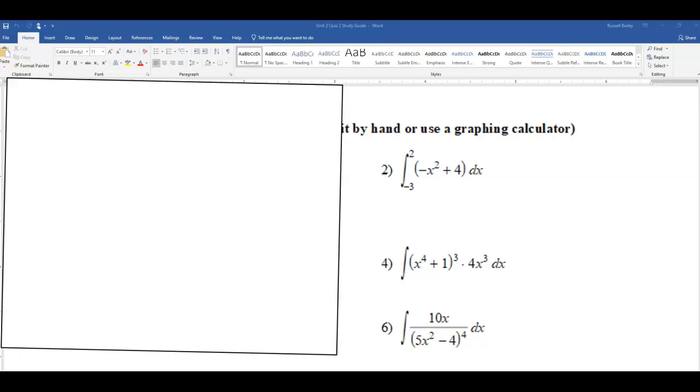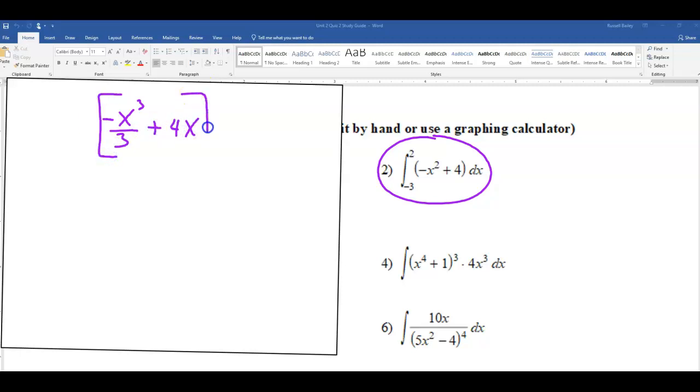Let's begin. For number 2, the first thing we want to do is integrate. If I integrate that, I add 1 to the power and divide by that value. And then for the 4, we just put an x next to it. And we put our limits over here. Then we're going to plug in our limits.